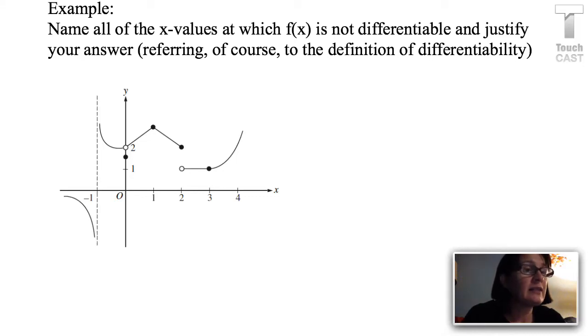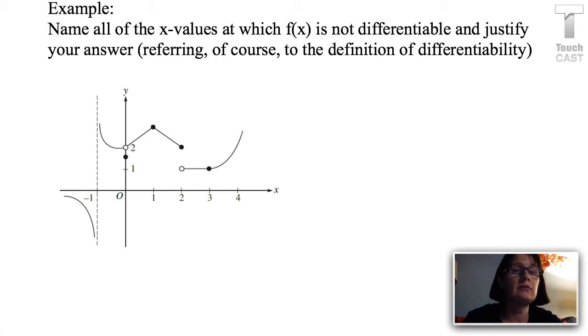There are two examples at the end of your 3.2 packet that I want to go over. This problem from the first example, some of you saw this picture on your limits and continuity test. We've been asked to name all the x values at which f is not differentiable. Well, there's sort of two big categories. f is not differentiable any place f is not continuous. So can we name all the points of discontinuity?